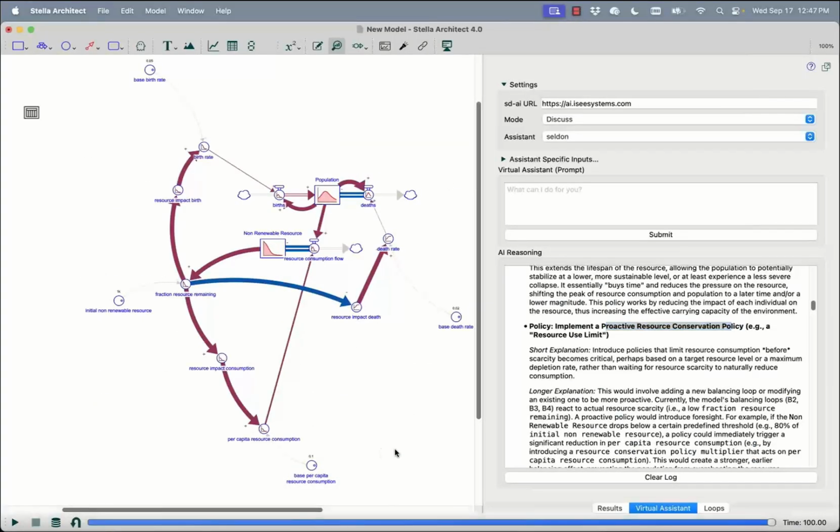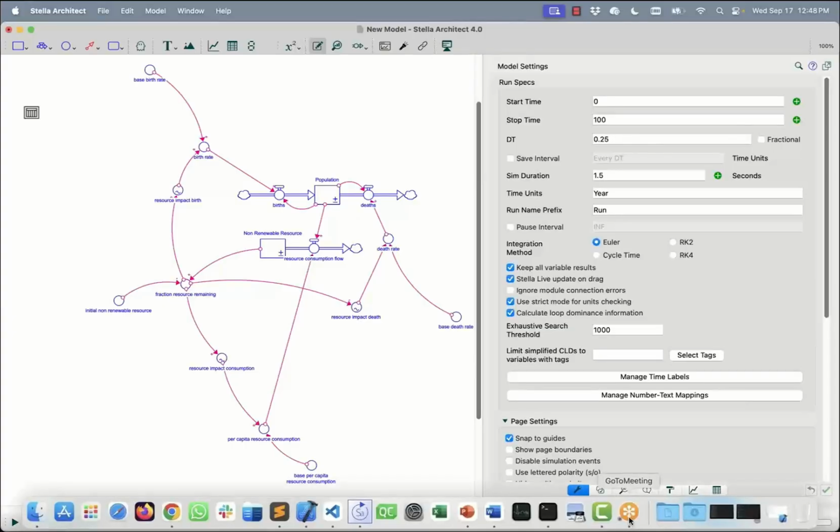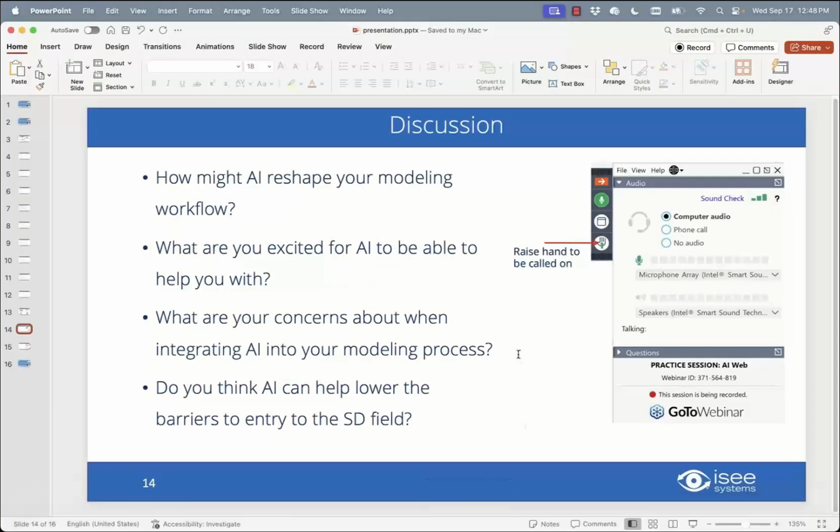LTM is loops that matter. That is calculate loop dominance information inside of Stella. That's the methods that developed to do algorithmic loop dominance analysis using essentially mathematics to identify which are the feedback processes that are most important for causing behavior within the system, within the model, excuse me. So as long as your model is an accurate reproduction of the system, and that's up to you to decide, then those feedback loops are an accurate representation of reality.